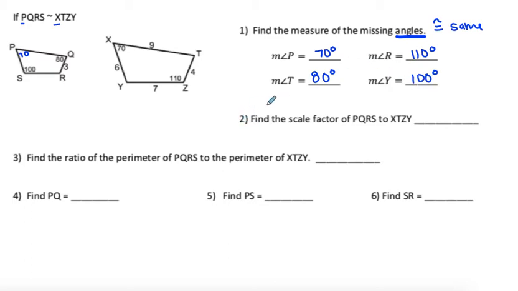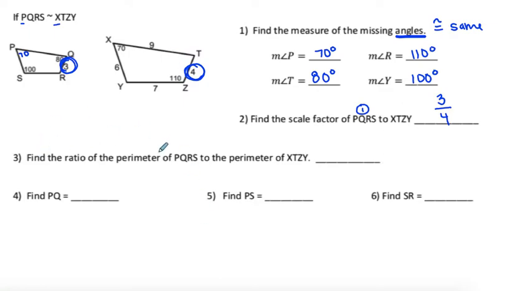On 2, now this is asking for the scale factor of PQRS compared to XTZY. So I'm going to pick 2 sides, one from PQRS, and notice that I only know one of them, and relate it to its corresponding side. So the scale factor is 3 to 4. So 3 of these and 4 of those.